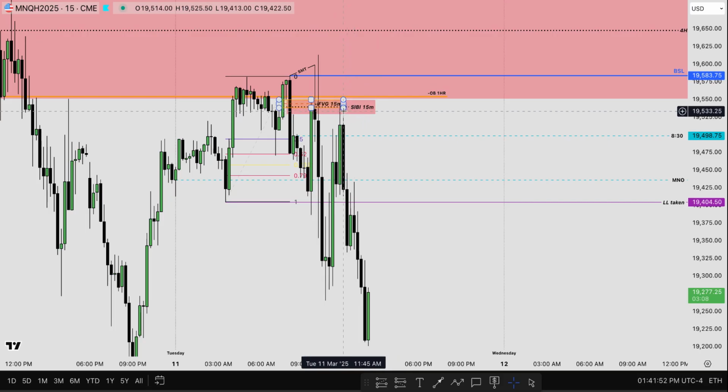But the main idea was I wanted to see these levels be respected, the BISI and the inverse fair value gap, which it does.